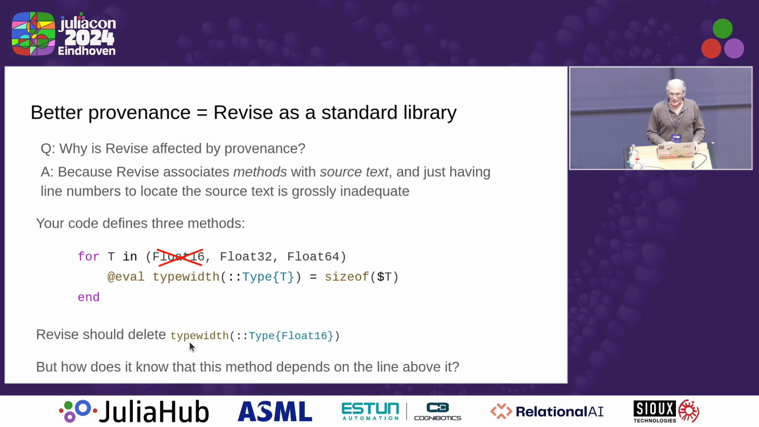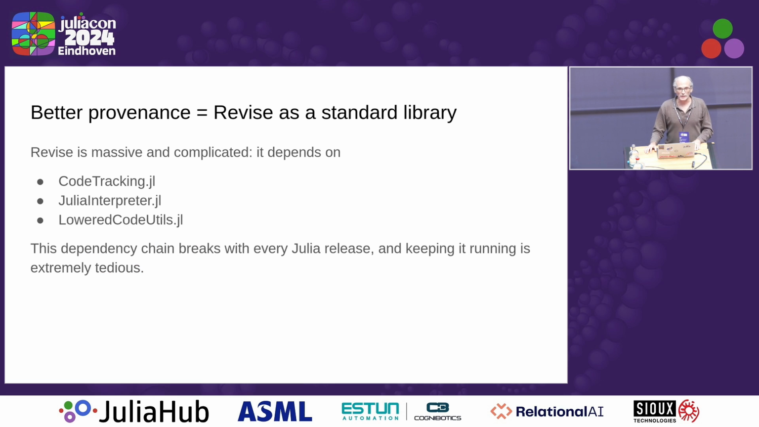The problem is that without better code provenance, how is Revise supposed to know that the number of methods and the signatures of those methods defined in this line depend upon the line above that? And so the way that Revise solves this problem is insane. It builds an interpreter on the lowered code, and it goes through the entire redefinition of the module up to the moment where it would define the method, and then it takes a quick sidestep and says, OK, now I know the signature, stash that, boom, done, basically.